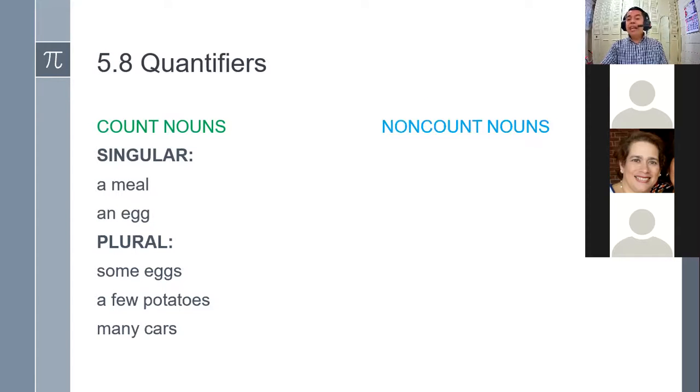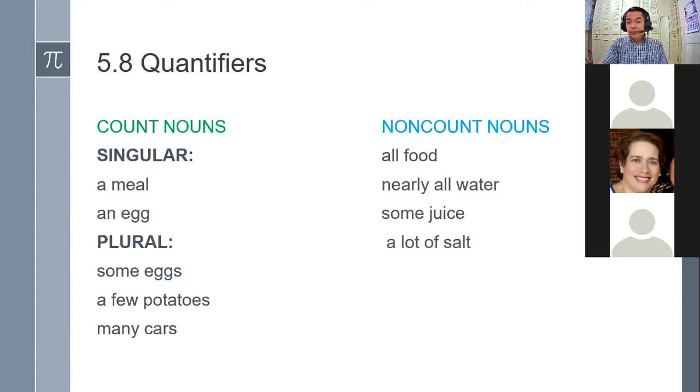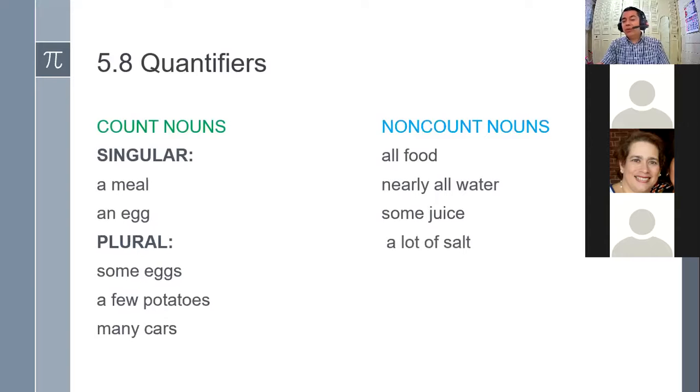But then we have non-count nouns, right? Non-count nouns, for example, are all food. Food is non-count. Nearly all water. Casi todo el agua. Nearly all water. Some juice. Un poco de jugo, right? A lot of salt, right? Algunos les gusta mucho la sal, ¿verdad? Le echan mucha sal a la comida, so a lot of salt, mucha sal.